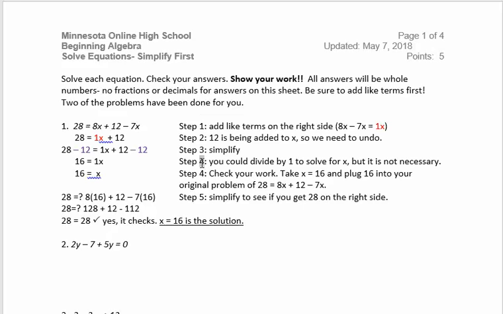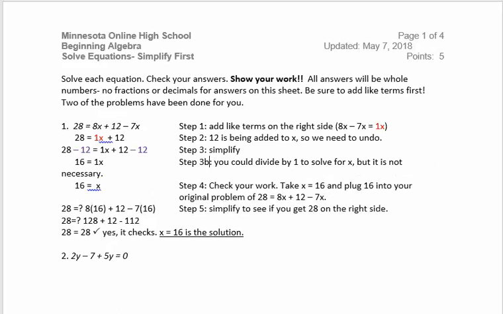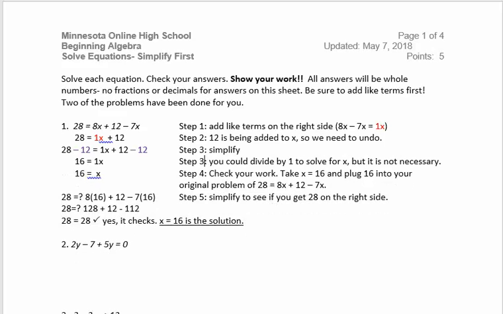So I guess I'm going to rename this one as 3B. So the first step here is to add the like terms on the right side. So we have 28 equals, and then on this side we see there's an 8x minus 7x. You combine those and you get 1x. Then the second step would be to undo the plus 12, and you do that by subtracting 12 from both sides.